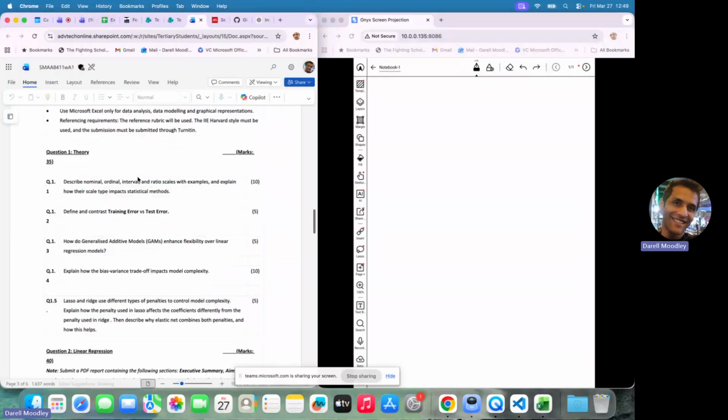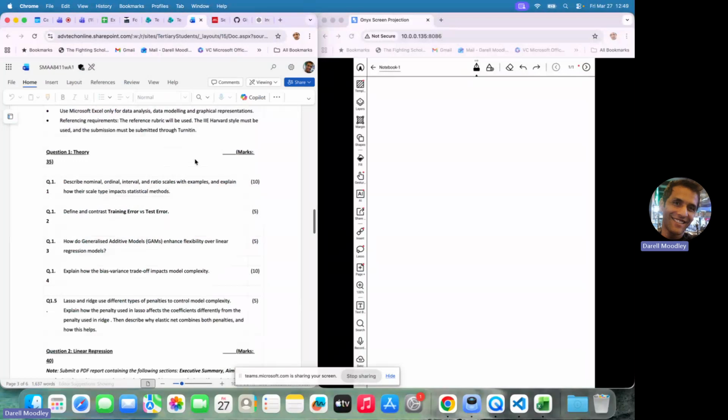Okay, so on the left, question 1 is very theory-based, and I don't think it's anything too complicated or analysis intensive. It's just definitions and understanding terminology. So obviously, I'm not going to give you the answers for this, but I'm going to give you a guideline of how to go about answering these questions. So for question 1, it says describe nominal, ordinal, interval, and ratio scales with examples, right? And explain their scale type, impacts, and statistical methods.